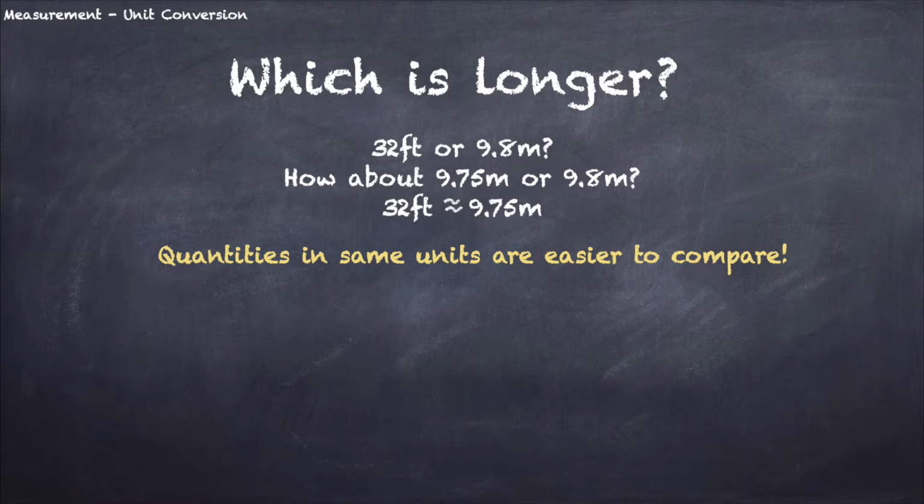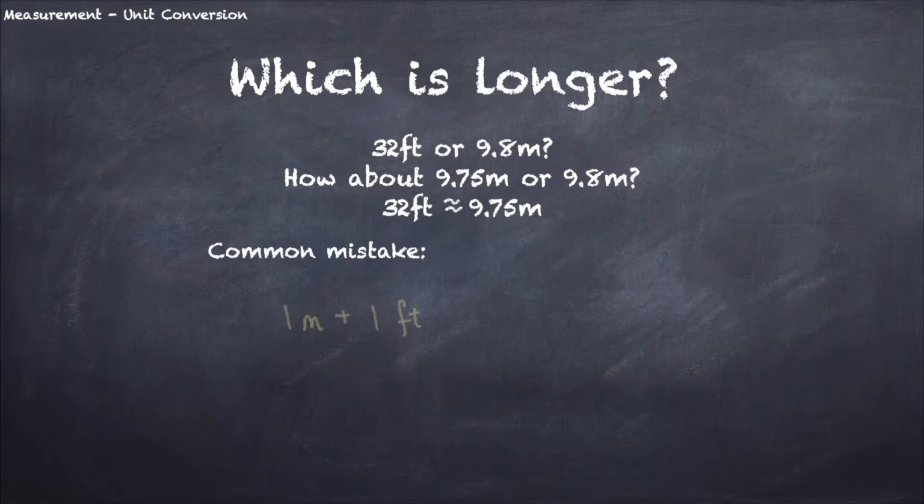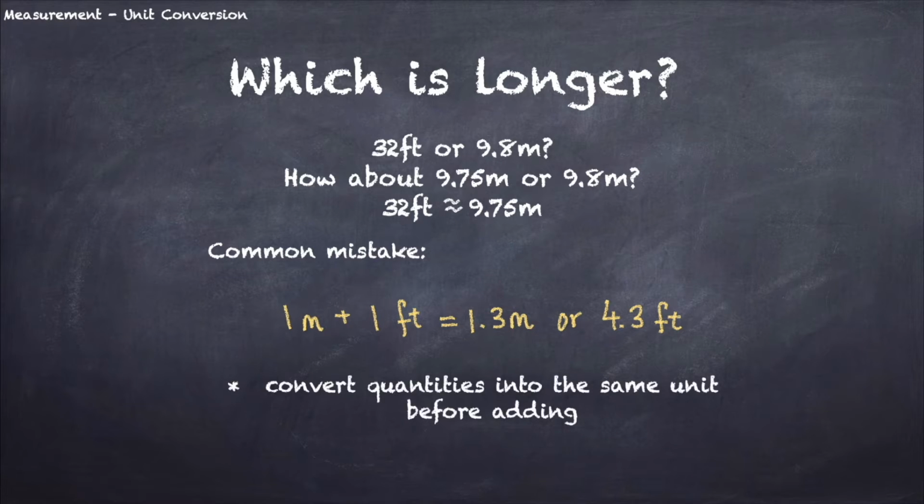Another good reason for doing a unit conversion is to avoid a common mistake in physics. 1 meter plus 1 foot is not 2 meters or 2 feet. It is equal to 1.3 meters or 4.3 feet. To avoid this rookie mistake, remember to always convert quantities into the same units before adding them.